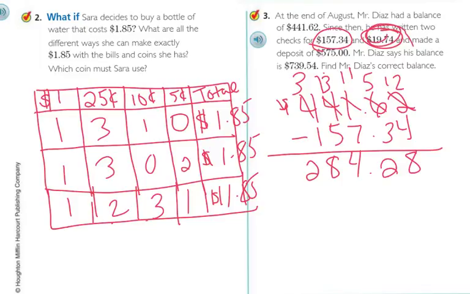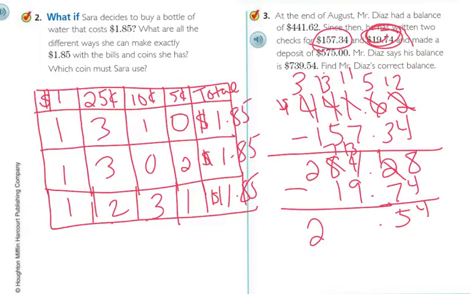And now I need to subtract my other check, which was $19.74. So I subtract that. 8 from 4 is 4. I can't take 2 from 7, so I'm going to make it be 12, and I'm going to make this one be 3. 7 from 12 is 5. I can't take 9 from 3, so I'm going to make that be a 13, make this one be a 7. So I have 2, 6, and a 4. So that's how much money I subtracted.